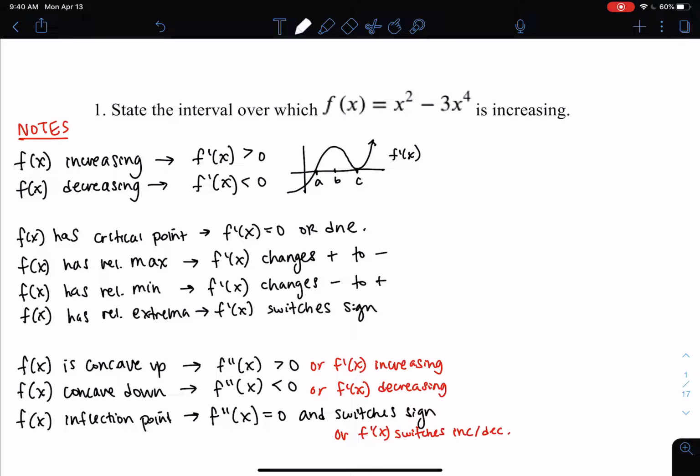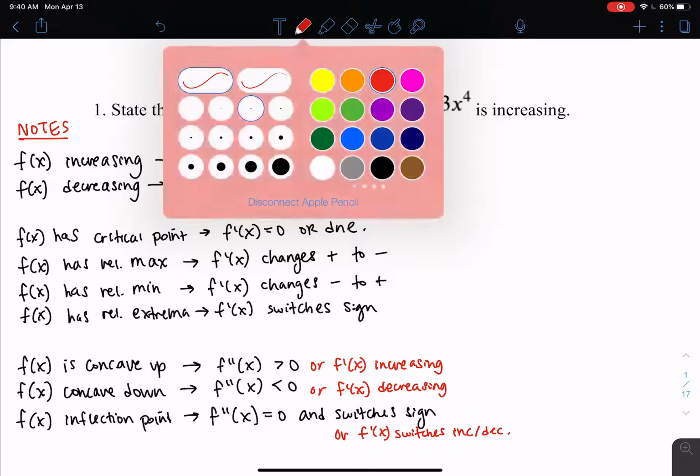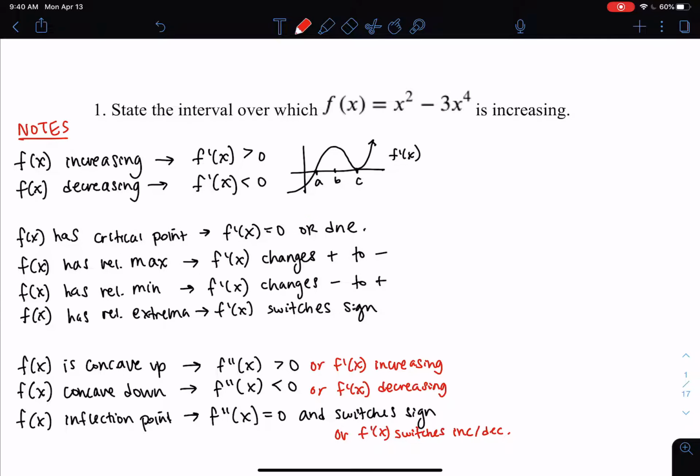Okay, so these notes are really important to commit to memory because so many of the FRQ problems are based on these concepts. So you need to know when f is increasing, that means that the slopes or the derivative is greater than 0. That makes sense. The slopes are positive. Going backwards, that means our function is increasing. Similarly, if the derivative is less than 0 or negative, that means that our original function is decreasing.